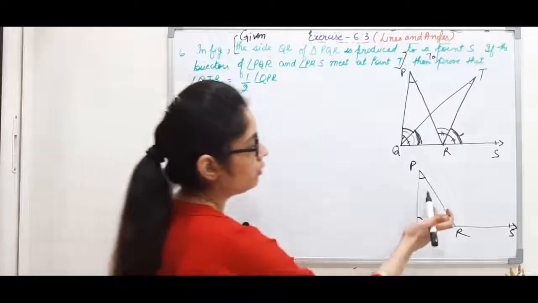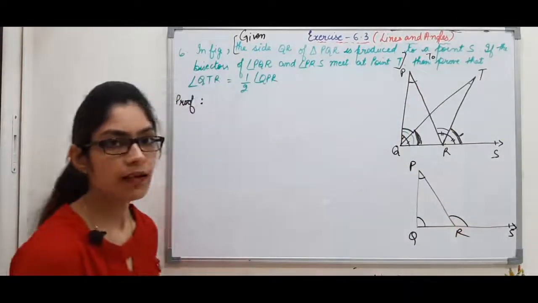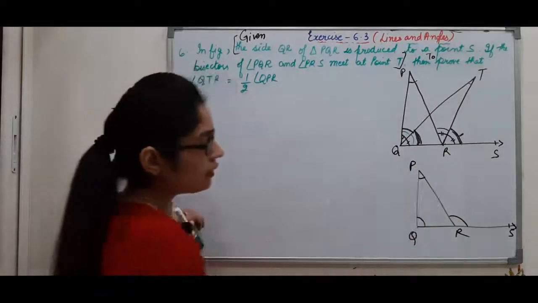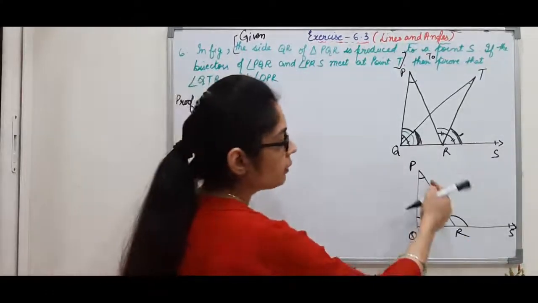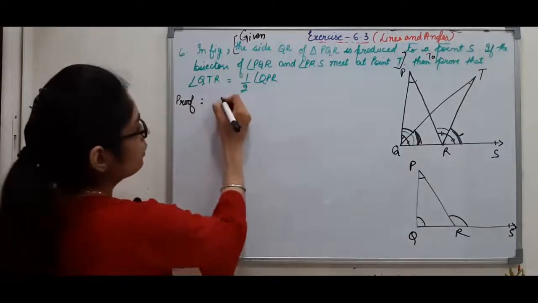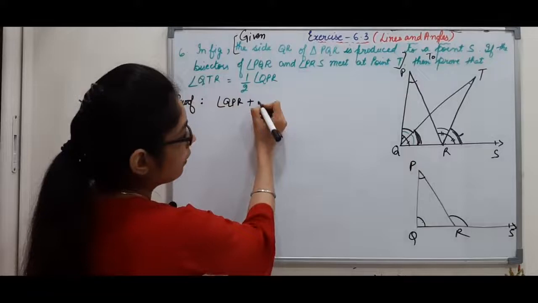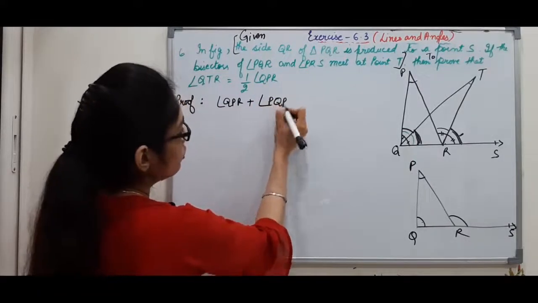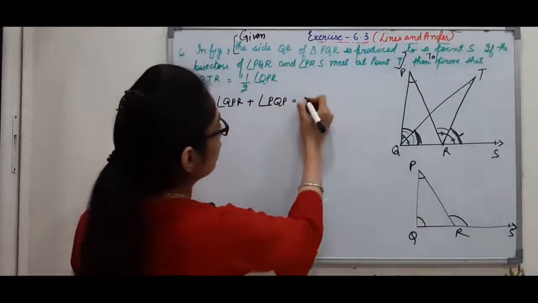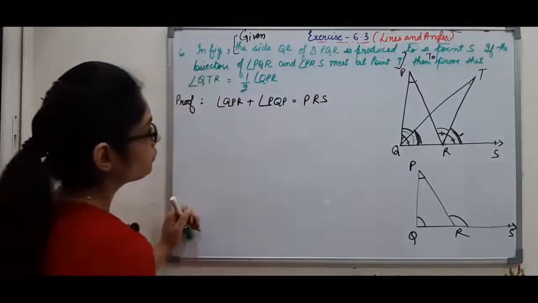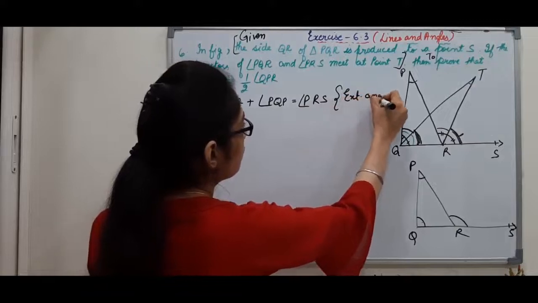First of all, we'll use this triangle PQR, and here we are going to use the exterior angle property of a triangle. In exterior angle property, the sum of two interior opposite angles of a triangle is equal to the exterior angle. So we can mention angle QPR plus angle PQR, which are interior angles. See, these two are the interior opposite angles, it is equal to angle PRS. And we can mention the reason also, exterior angle property of a triangle.